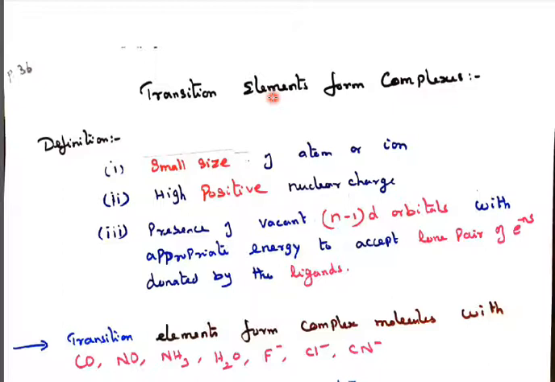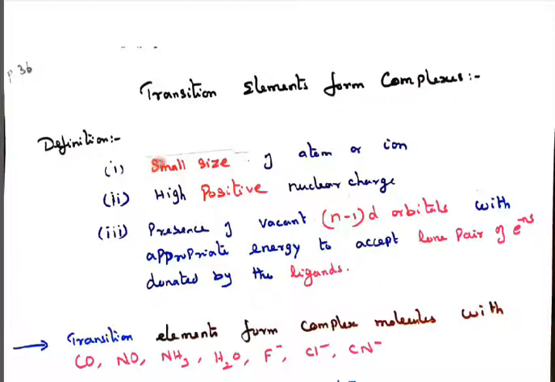Let us see the next topic of d and f block elements: transition elements form complexes. Why do they form complexes? Transition elements have a variety of properties. In the introduction itself we saw they form colored salts, have variable oxidation states, form complexes, form alloys and act as catalysts. They also show color due to unpaired electrons, paramagnetic character and magnetic moment. So there are a lot of properties, and one of them is the formation of complexes, due to three reasons.